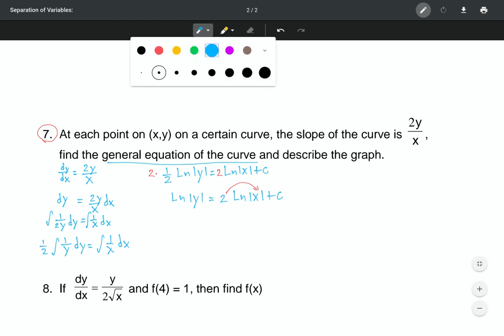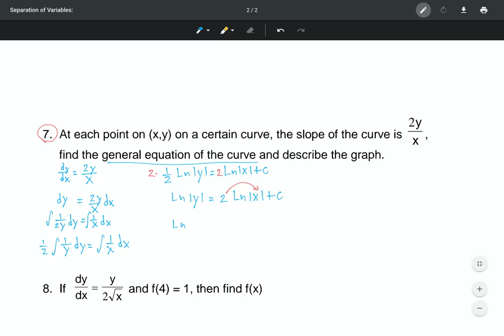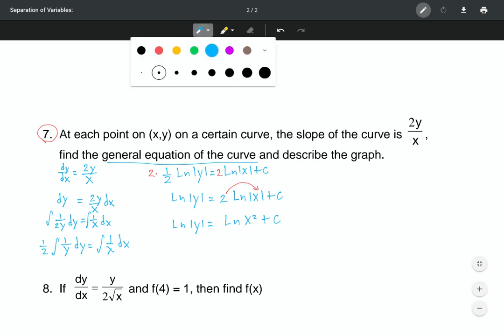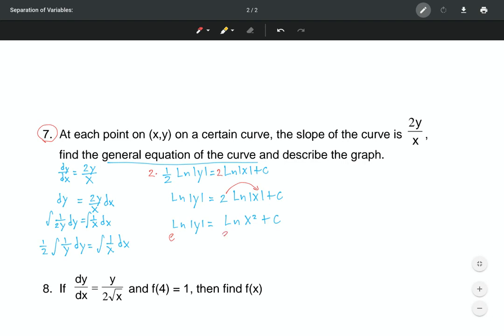So I'm going to rewrite this as the natural log of the absolute value of y is equal to the natural log of x squared. Notice that I did drop the absolute value because x squared, any number that I pick for x is going to be positive by the time I square it, okay? So here I am.